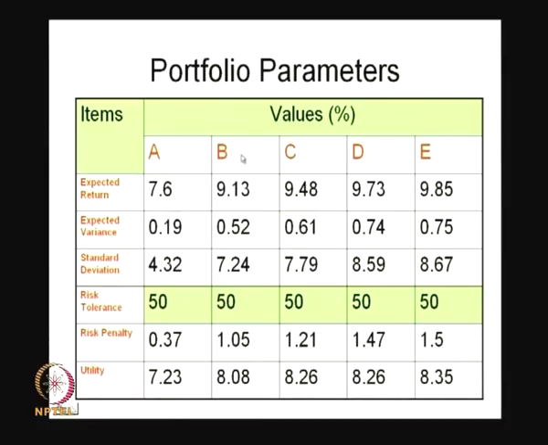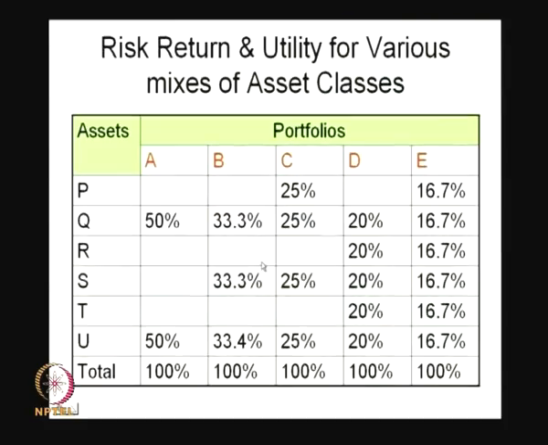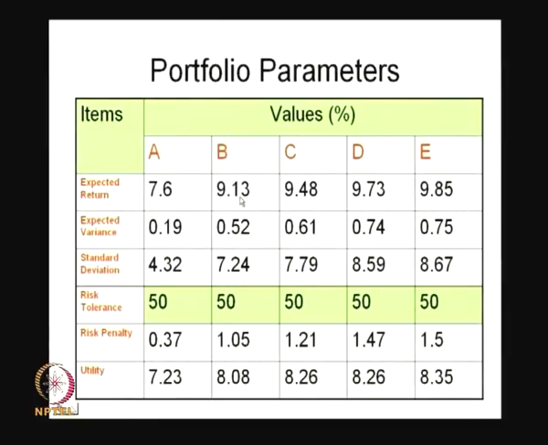And like that, for portfolio B, we have 33.3% multiplied by the return from Q, plus 33.3% multiplied by the return from S, and 33.4% multiplied by the return from U. That gives you 9.13%. And C is the same way. If you calculate the return for C, it will be 9.48%. If you calculate for D, it will give you 9.73%, and if you calculate E, it will give you a return of 9.85%.